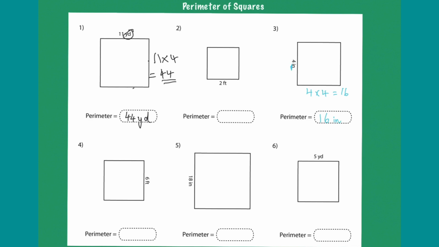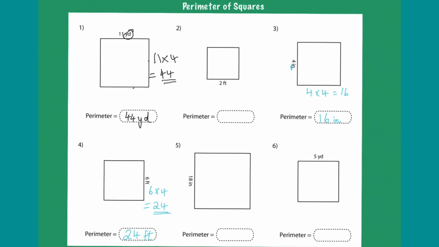All right, we're going to do one more, and then you're going to have time to do one for yourself. So let's do another one. We know one side is 6 feet. And that means all the 4 sides will be 6 feet. So all you have to do is 6 times 4, which gives me 24. And your final answer is 24 feet.